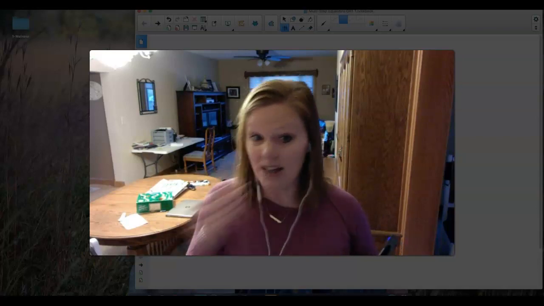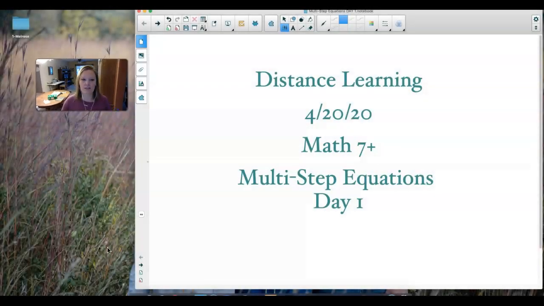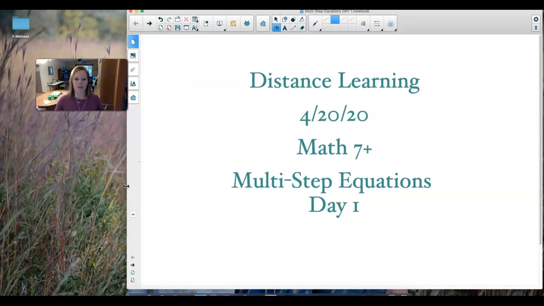So, anyways, we are going to continue with this unit on equations. Today we are going to continue with what's called multi-step equations. We did one and two step equations, but multi-step would obviously just mean more than two steps. We're going to do this over a few days, taking it one day at a time, and just add a little step each day so we don't go too fast and you don't end up with too much homework, and we can take it easy during this distance learning time. So multi-step equations, day one.